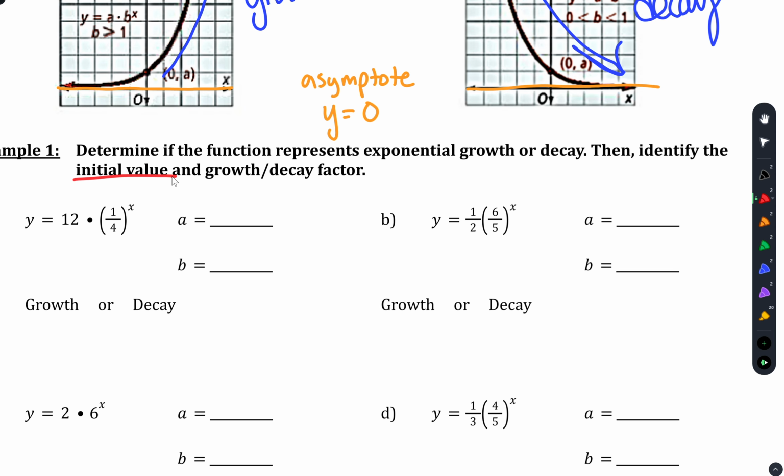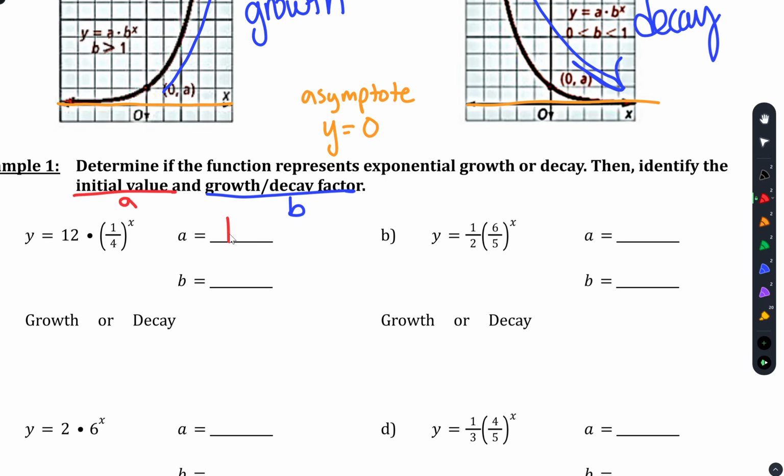The initial value is like my y-intercept. That's the A value. The growth or decay factor is my B value. So when I say, what is A equal to in letter A, what do we say? It's 12. What is B equal to? So then, is this growth or decay? Why do we know it's decay? The B value is less than 1. Fantastic. Okay, let's do another one.